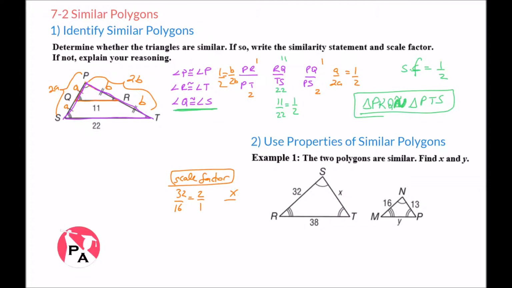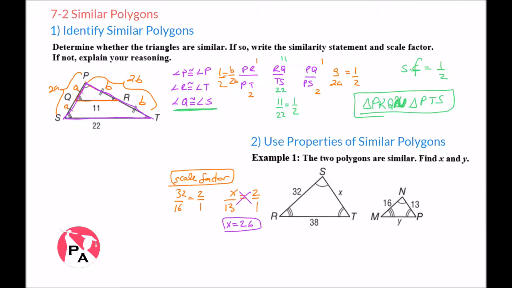So now we are going to write a proportion using the similarity statement, using the scale factor. So the scale factor is this one right here, 2 over 1. So now what I have is x over 13 equals 2 over 1. We are going to cross multiply. X times 1 is x. 2 times 13 is 26. This is what x is equal to.